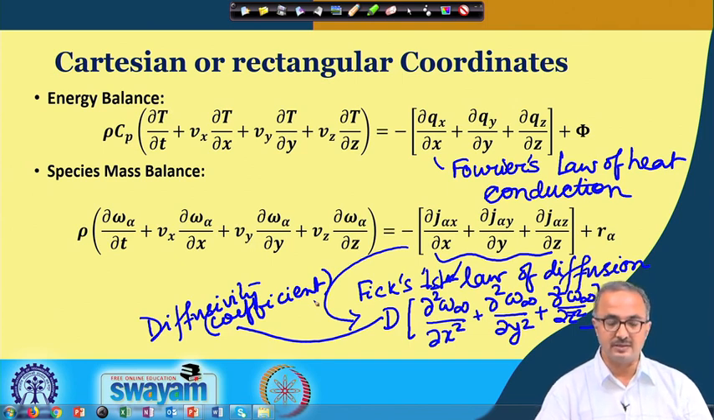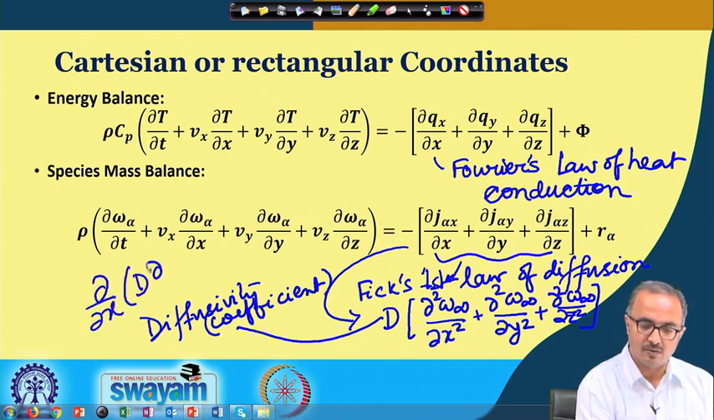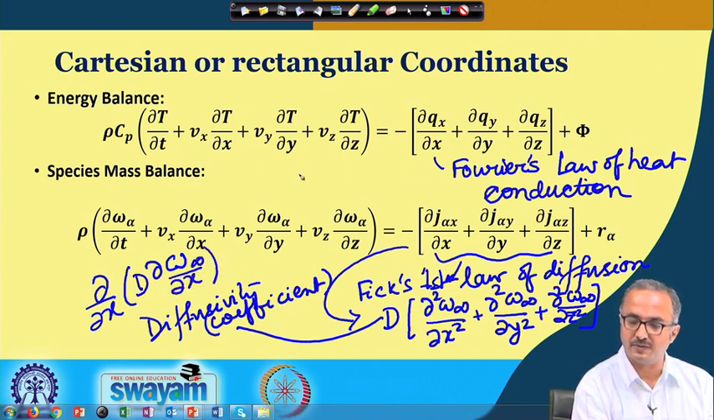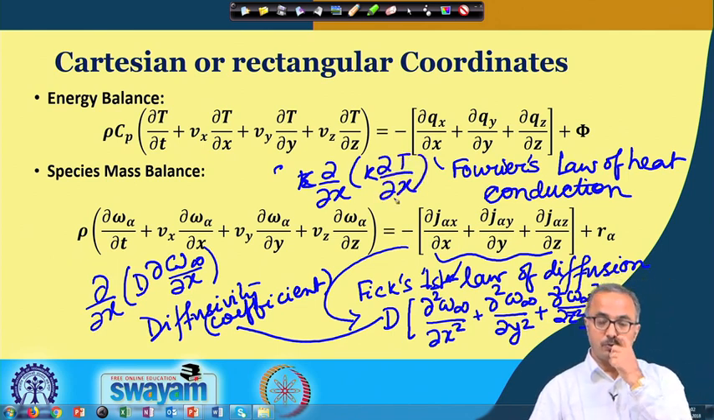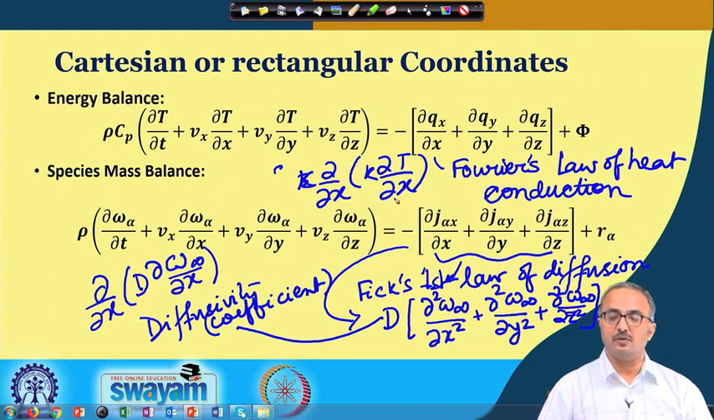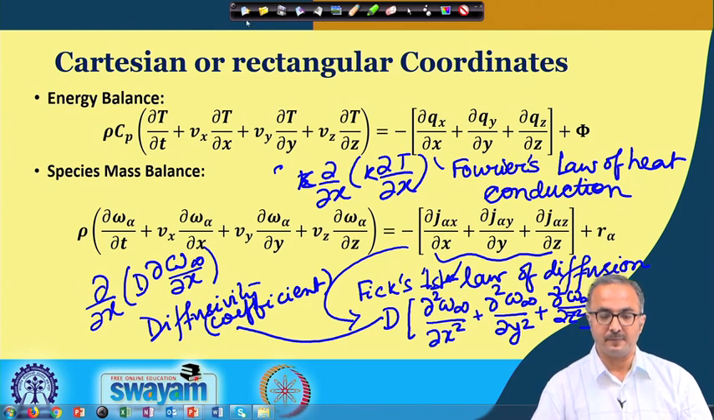Now, understand that if D is not constant and varies with x, or k is not constant and varies with x, then instead of writing this, we write dou by dou x of D dou omega alpha by dou x. Similarly, for thermal conductivity, if it is not constant, we write dou by dou x of k into dou T by dou x, to account for the variation of the diffusivity and the thermal conductivity with location. So, this is how we write.